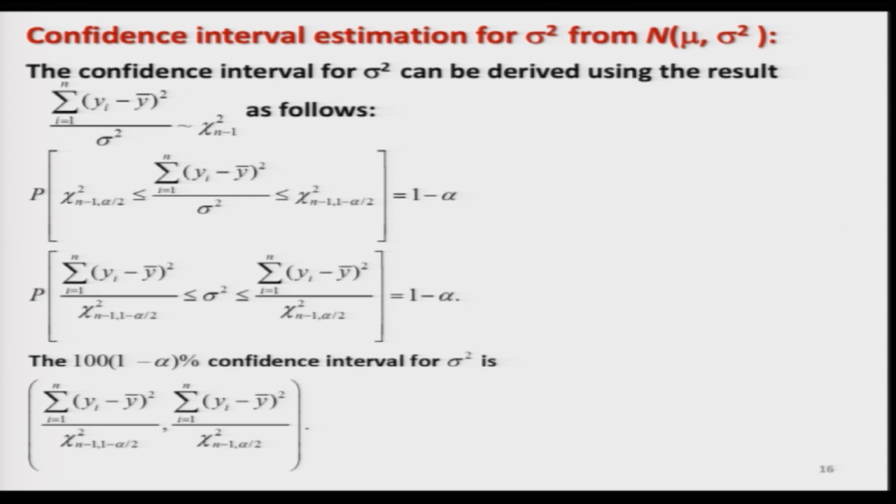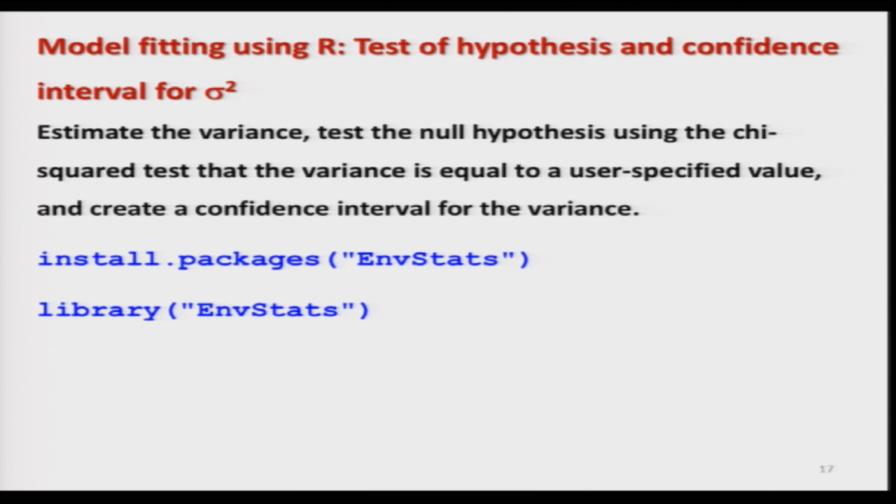And you can recall that we had obtained the confidence interval also in the case of sigma square using this statistic, and based on that we had obtained the confidence interval like this. So, this is a quick revision for you. Now, I am going to use my software.